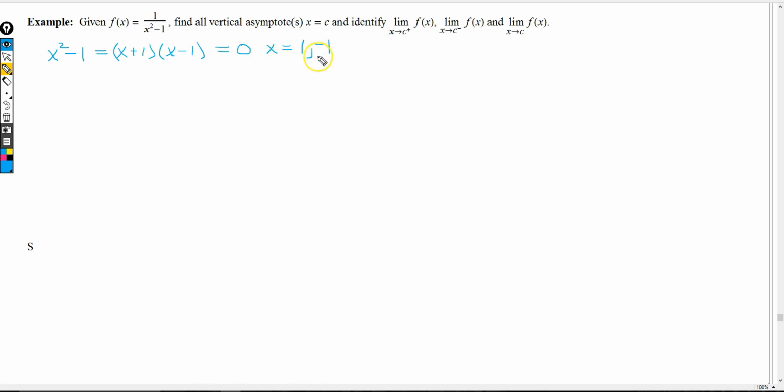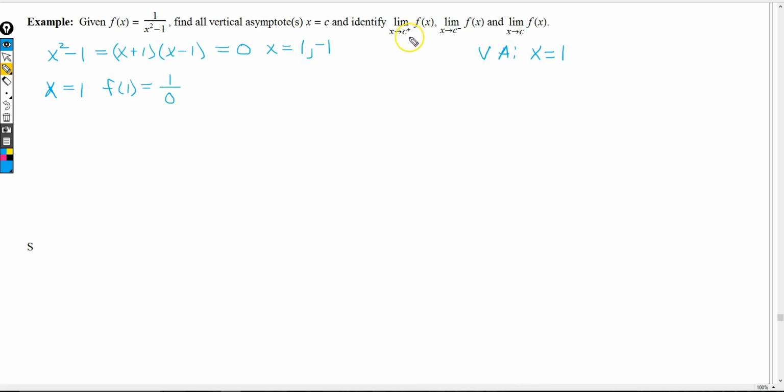Now let's see if these are vertical asymptotes or not. Well, because our numerator is 1, it's pretty clear that these are going to be vertical asymptotes, but let's go through the test anyway. If x is equal to 1, notice that if I put 1 in for x into the function, I get that f of 1 gives me back 1 over 0. Alright, right away 1 is a vertical asymptote. So we'll list our vertical asymptotes over here. So we know that x equals 1 is definitely a vertical asymptote.